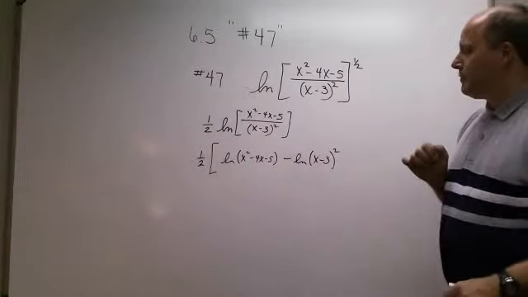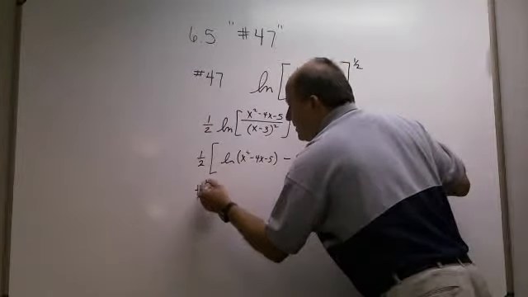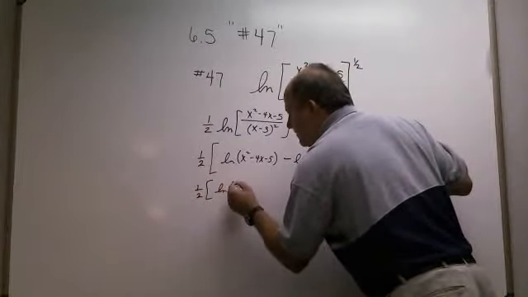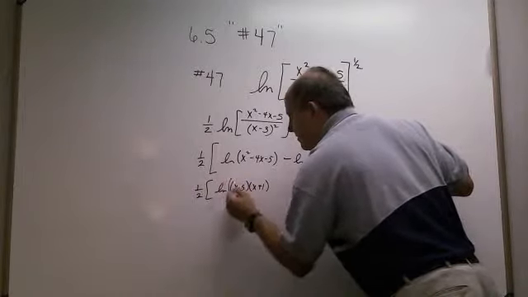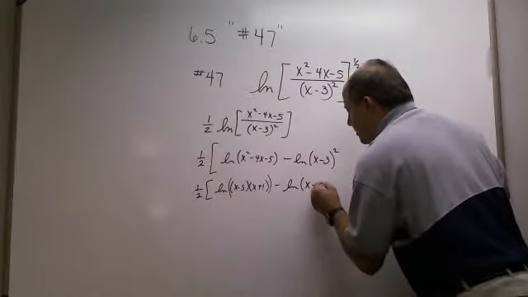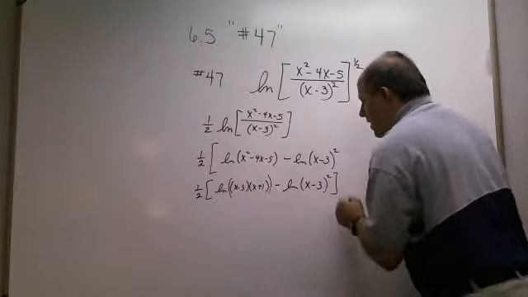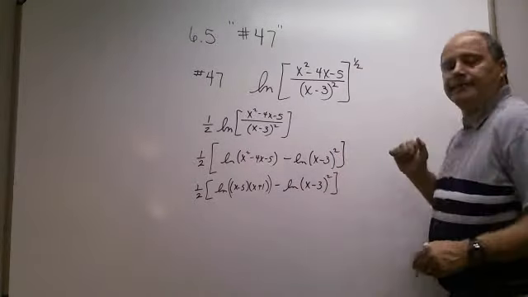Now x squared minus 4x minus 5 factors. So this becomes 1/2 times the natural log of (x minus 5) times (x plus 1), minus the natural log of (x minus 3) squared. So I'm basically going out as far as I can with this.